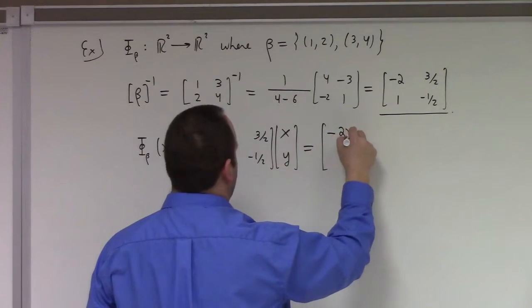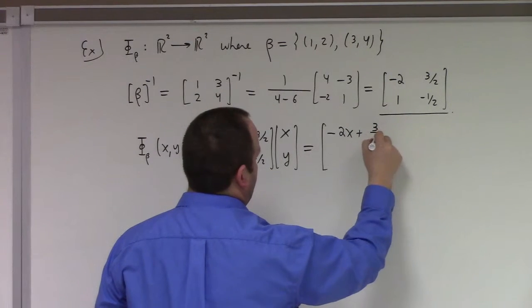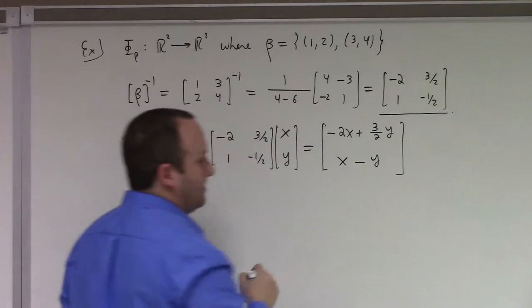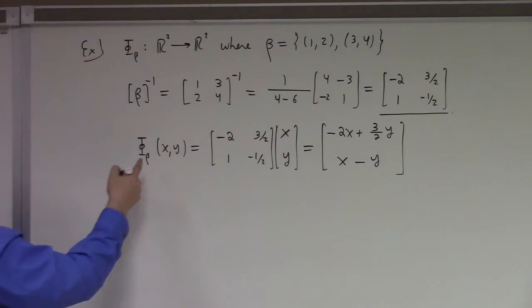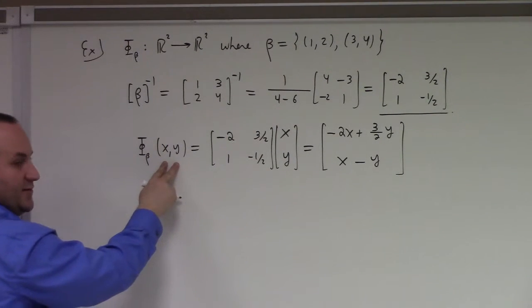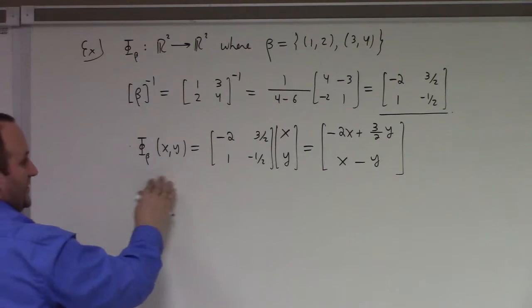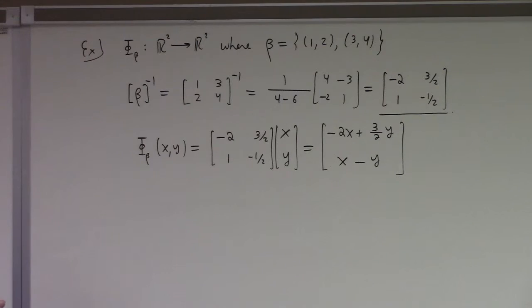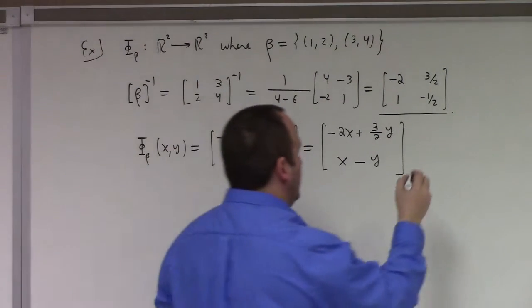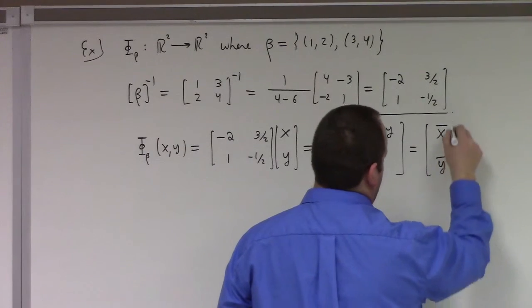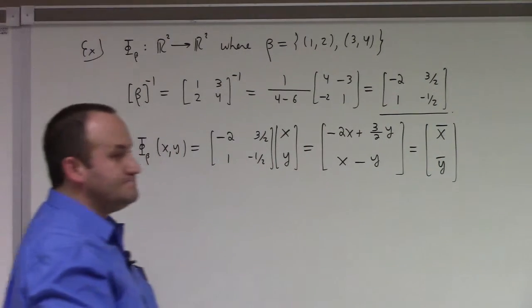Looks like minus 2x plus 3 halves y, and here we've got x minus y. By the way, if I'm using x and y as the Cartesian coordinates, as I am here, you might say that what we're defining are new coordinates. In fact, we are defining new coordinates, and to give these a name, you might call this x bar and y bar. So we just found the coordinate change formula.